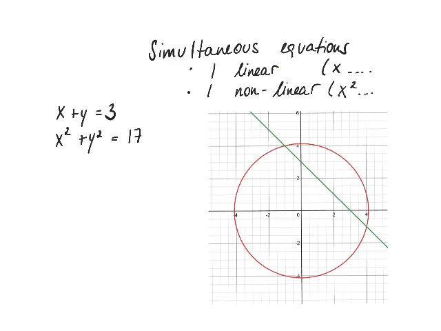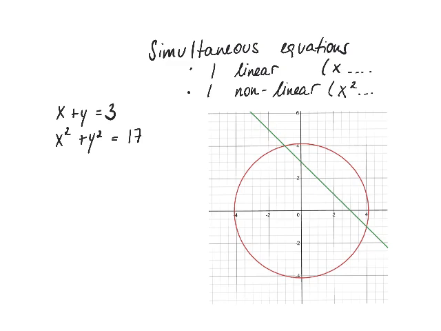So what does it mean, simultaneous equations? It means that these two equations are fulfilled by the same x and the same y. The same x and the same y makes both equations true.